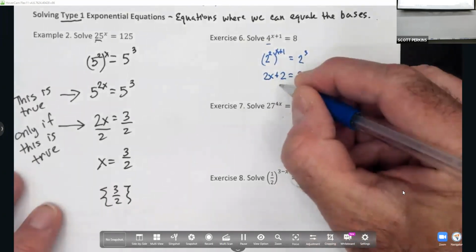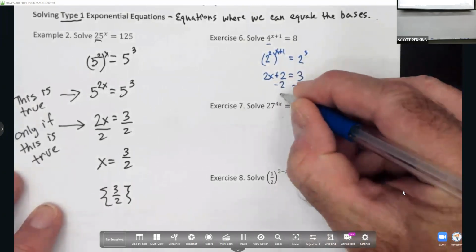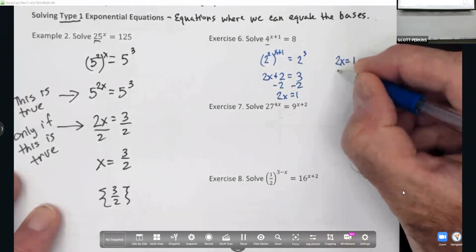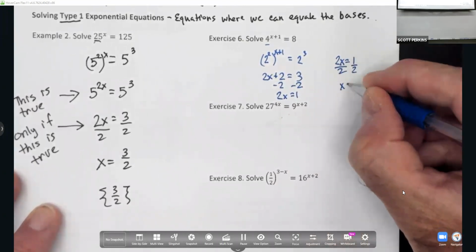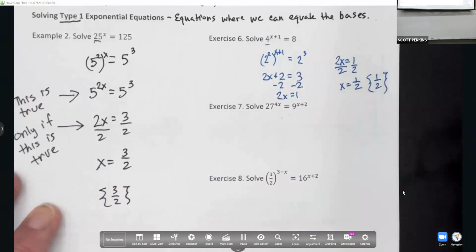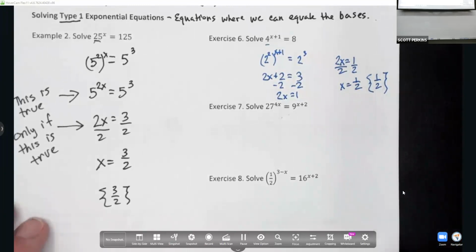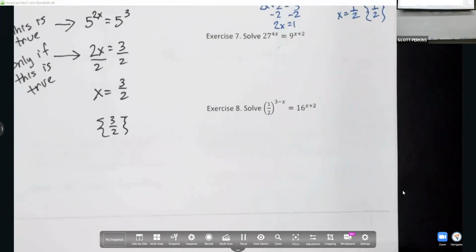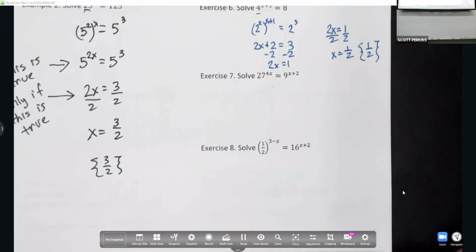Now I'm going to finish the problem. I'm going to subtract 2 from both sides and get 2x is equal to 1. Divide both sides by 2, and I get x is 1/2. And so that is my solution set. The value of x is equal to 1/2. Anything we have to get out in the open before I have you do the next problem? All right, exercise 7. Again, it's essentially the same thing, just different numbers. Give it a go.